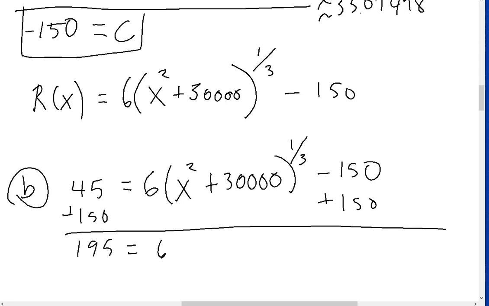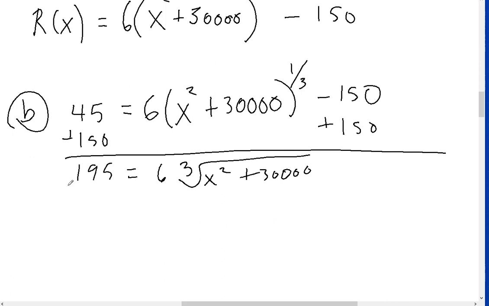equals 6. And I'm going to go ahead and write this: the cube root of X squared plus 30,000. That's what you're used to seeing usually instead of those fractional exponents. So I've got this times 6 here, so I'm going to go ahead and divide by 6. And I don't think that goes exactly evenly, but let's see. 195 divided by 6 is 32.5. I'm not going to round yet. I'm going to wait till the end to round.